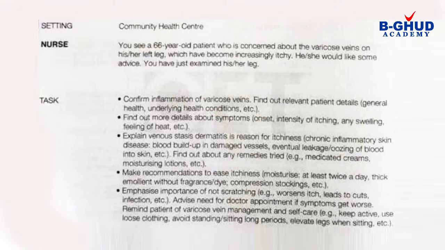This can happen because of pooling of blood in damaged blood vessels. Eventually, it may leak or ooze into the skin.